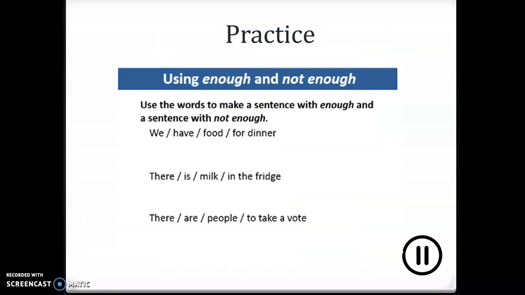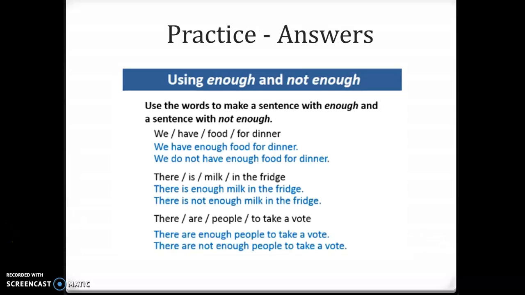Okay, so let's practice using enough and not enough. Use the words to make a sentence with enough and a sentence with not enough for each example given. Pause the screen and play again when you're ready to check your answers. Okay, so here we go. We have enough food for dinner. We do not have enough food for dinner. There is enough milk in the fridge. There is not enough milk in the fridge. There are enough people to take a vote. There are not enough people to take a vote.